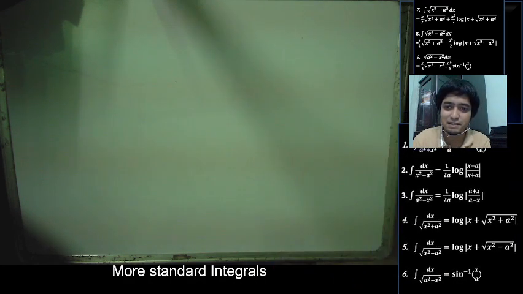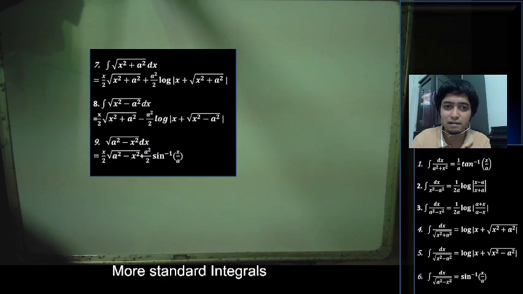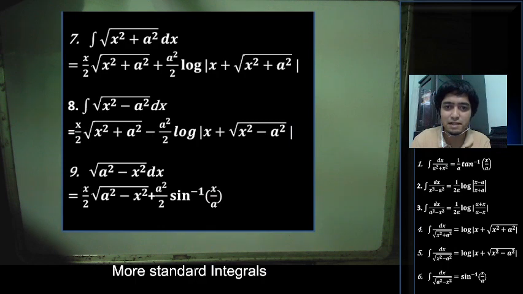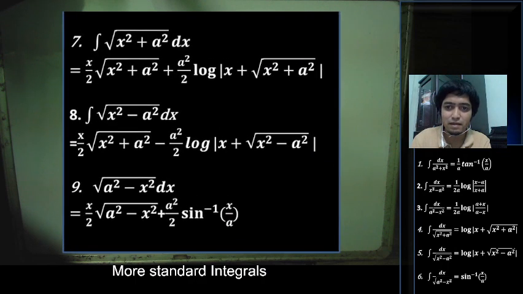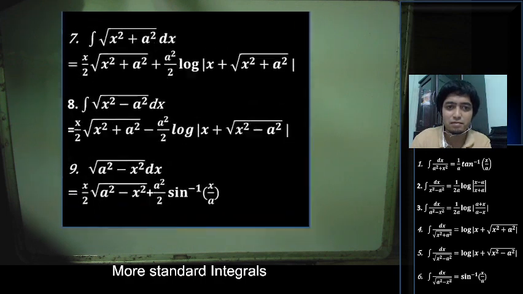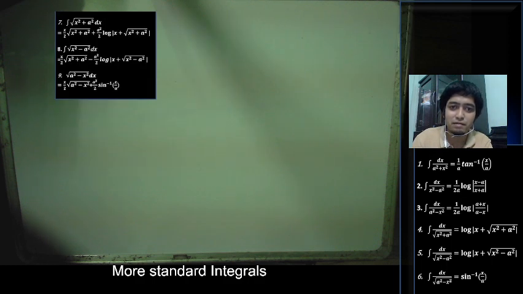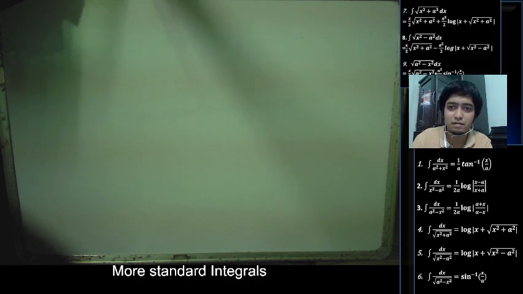So these are the 6, and these are the other 3. Just have a look at them. Today we will be doing exercises based on these standard integrals. So 9 of them, right? This one actually, 6, 7, 8, and 9, these 3 of them have the square root on top. So keep that in mind.